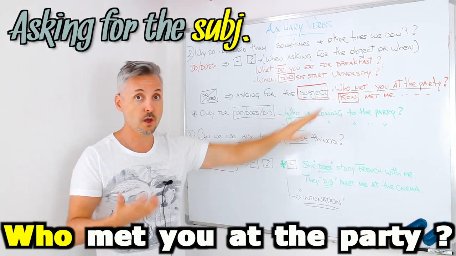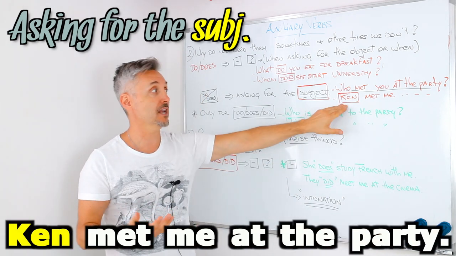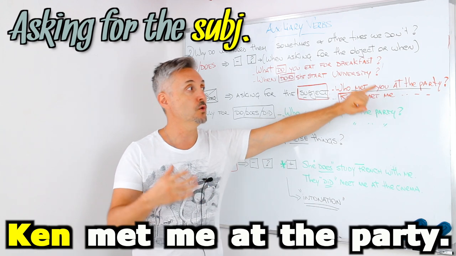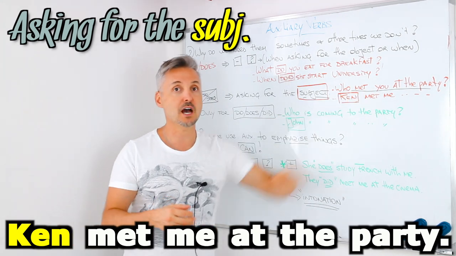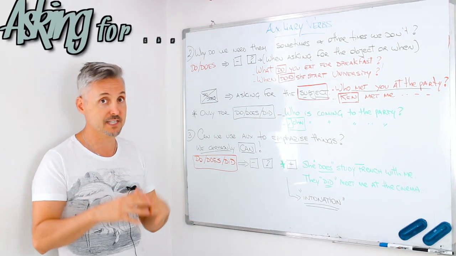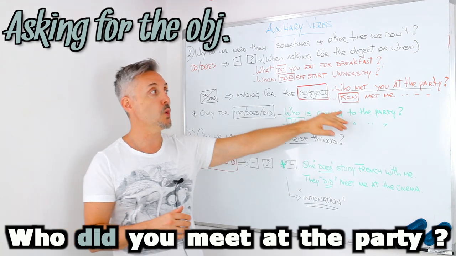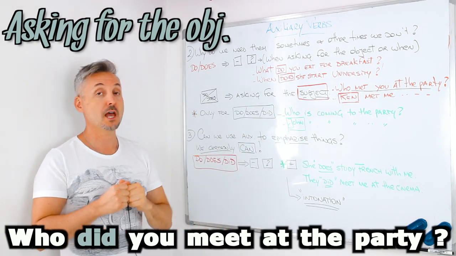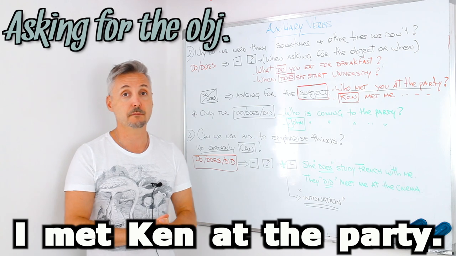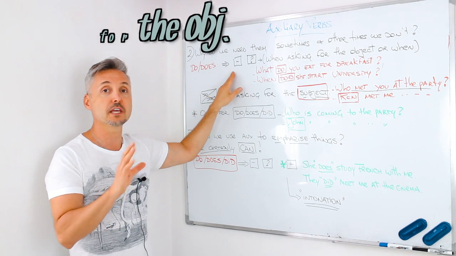We're asking for who. And the answer would be Ken met me at the party, because Ken here is the subject. You're asking for the subject. Who met you at the party? Ken met me at the party. Instead, if I asked for the object, I would have said, who did you meet at the party? I met Ken. Okay, so these are the two examples of when we do or don't need the auxiliary verbs.